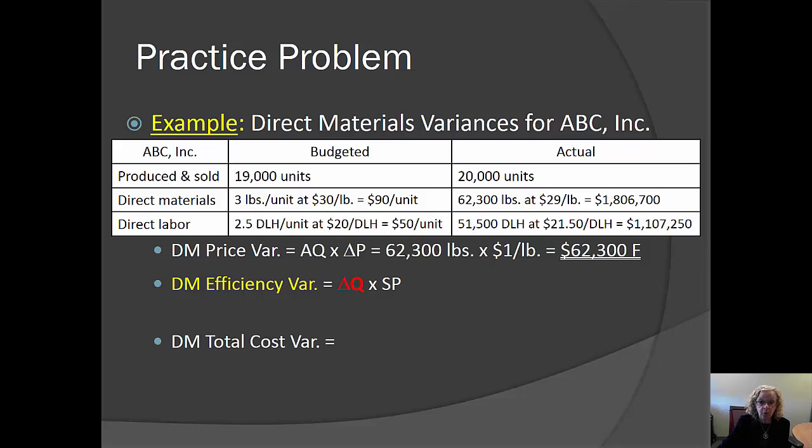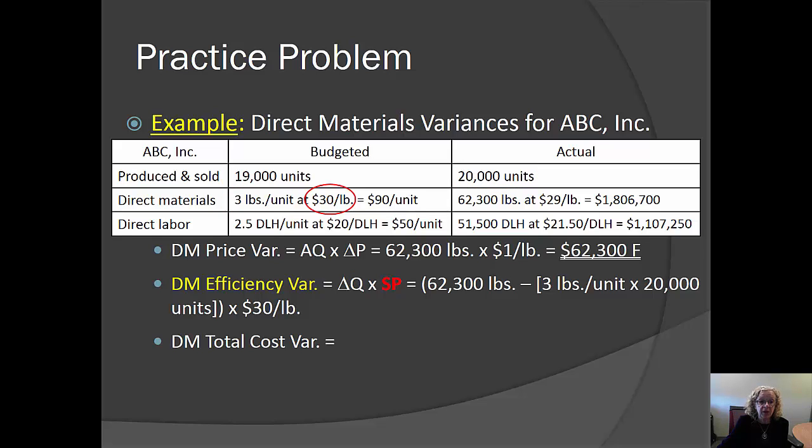In this case, we know how much material we actually used. We have to figure out how much material would be budgeted for the 20,000 units that we actually made. Then we take that difference between what we actually used and what we thought we would use and multiply it by the standard price, $30 per pound.